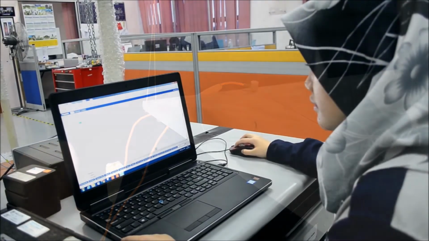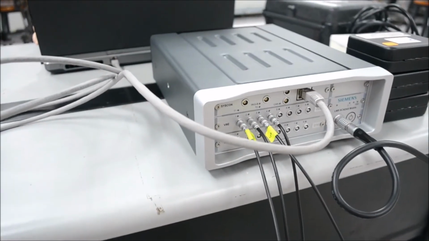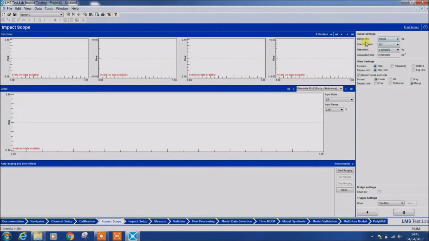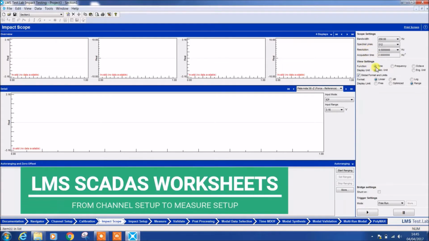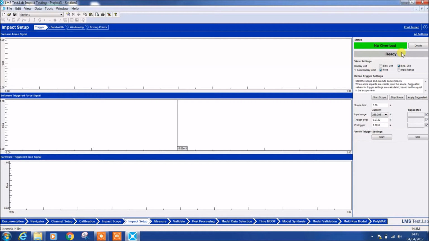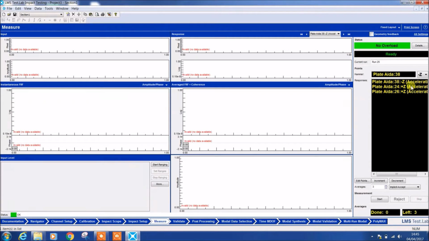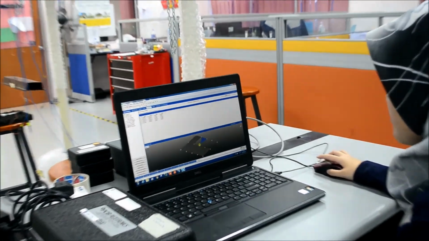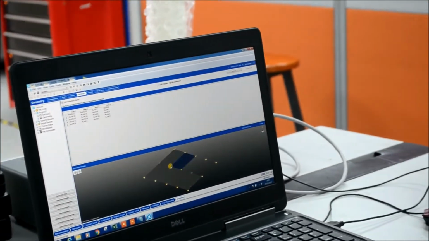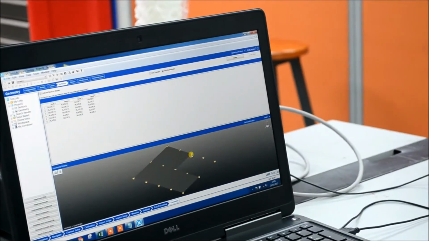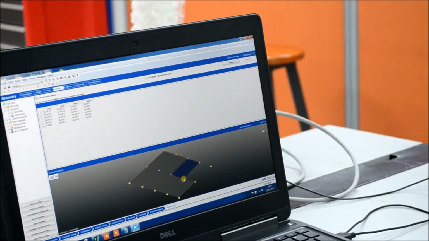Set up the data acquisition before the impact process begins, in the LMS SCADAS worksheets. The data acquisition helps to gather the signals from the measurement responses, and digitizing the signals for force response function and presentation of the mode shapes. Build the geometry of the structure into a 3D model, by referring to the nodes and elements marked on the structure.